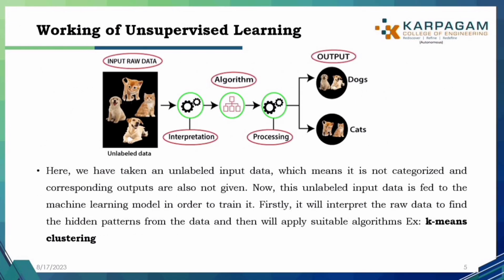Next, we are going to see about the working of unsupervised learning. First of all, I am going to explain the diagram. Here we have taken unlabeled input. This data is applied to a machine learning model to train itself. This model identifies the hidden patterns from the input image with the help of the k-means clustering algorithm.